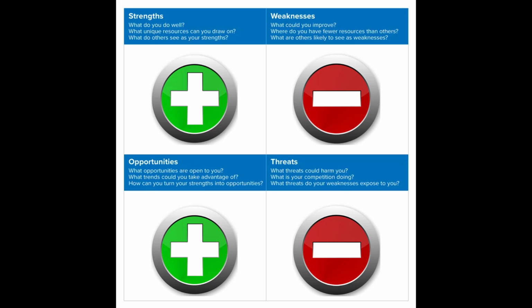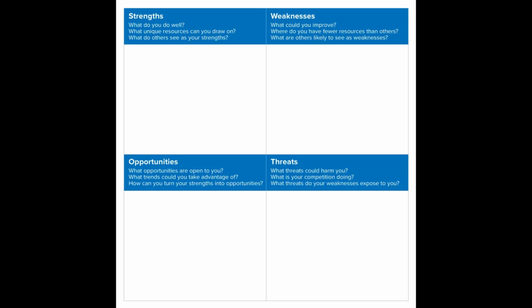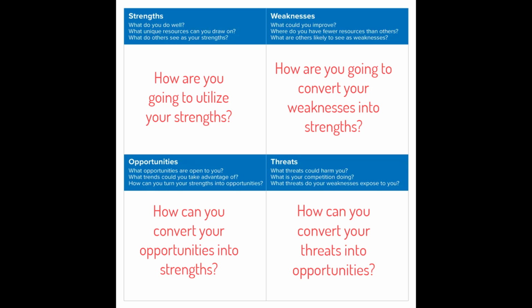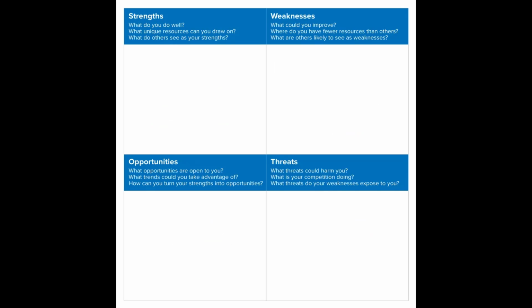Also, in each quadrant, you're going to want to address the million-dollar question. So for strengths, how are you going to utilize your strengths? For weaknesses, how are you going to convert your weaknesses into strengths? For opportunities, how can you convert your opportunities into strengths? And for your threats, how can you convert your threats into opportunities? Your answers will become project ideas, which will then give you direction for your project selection process.